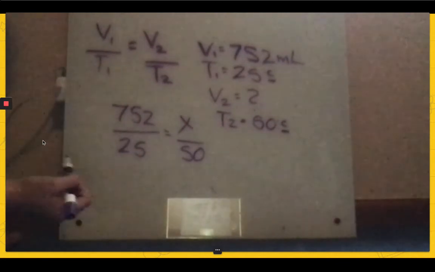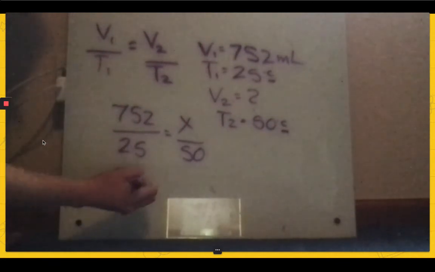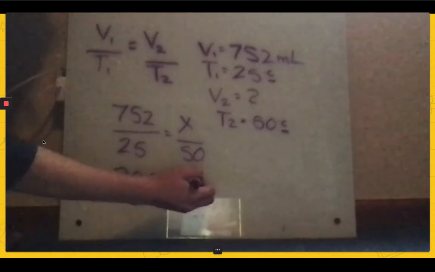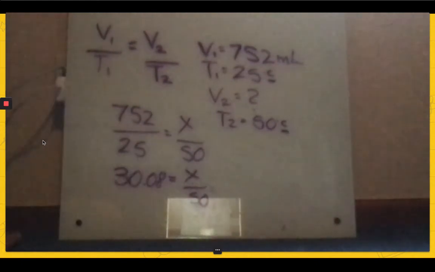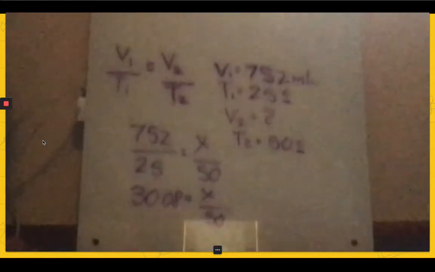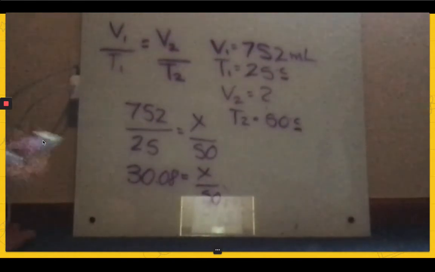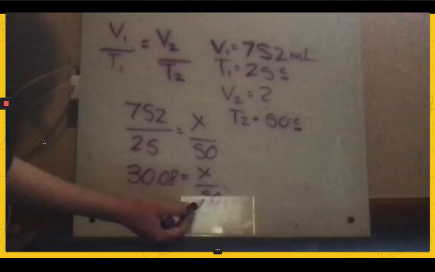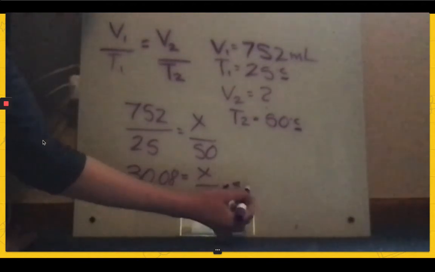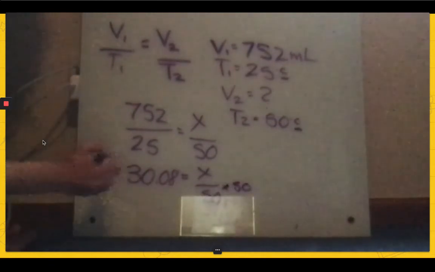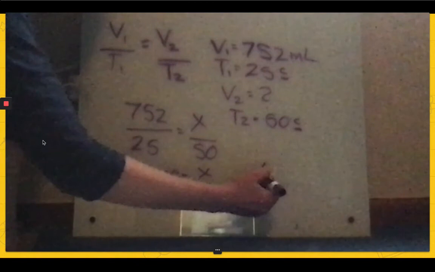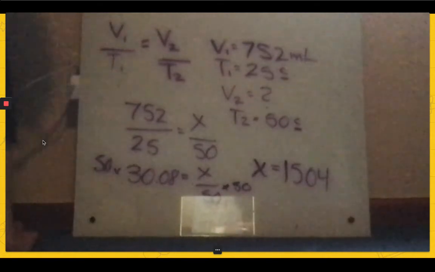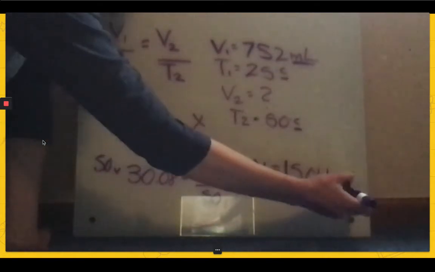752 divided by 25 will give us 30.08. And this will be equal to x over 50 still. I want to remind you that when something is on the bottom, to get rid of it, we need to do the opposite. So because we're dividing here, we need to multiply by 50 on each side. And when we multiply by 50 on each side, we will get x equals 1,504. And remember, we're measuring that in milliliters because that's what our volume was.